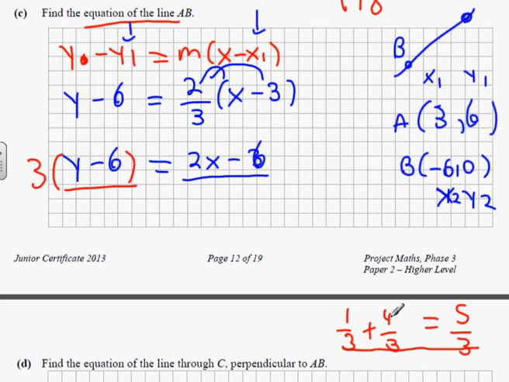You can cancel the denominators provided the denominators are the same. If I was to change this question and turn that into 5 6, then you can't. That make sense now? Okay.